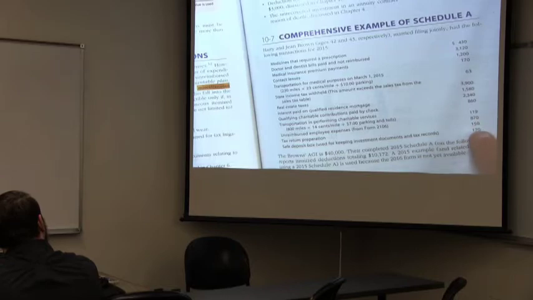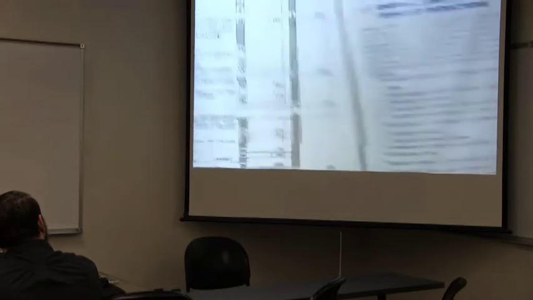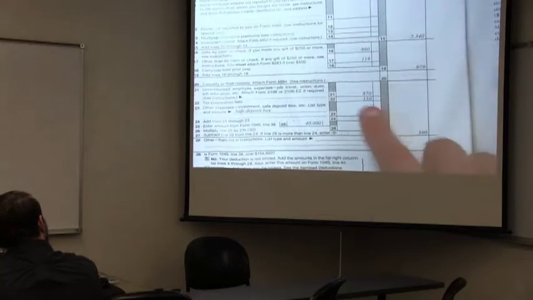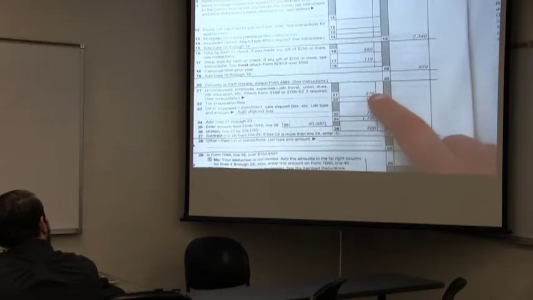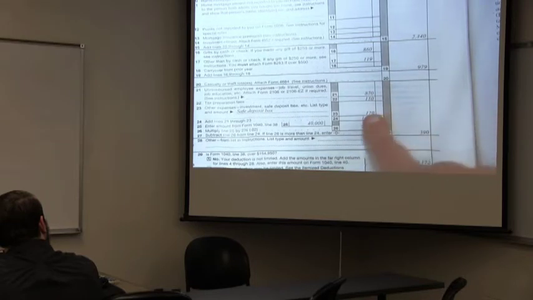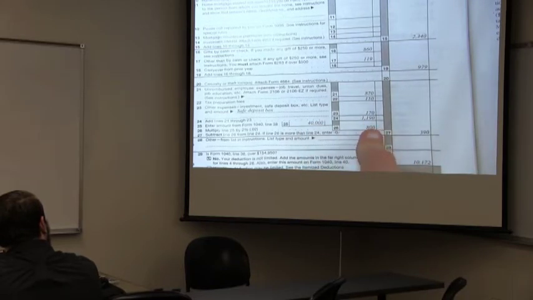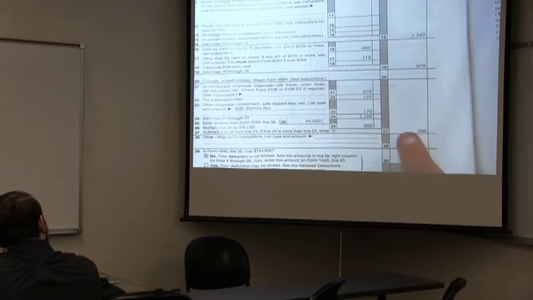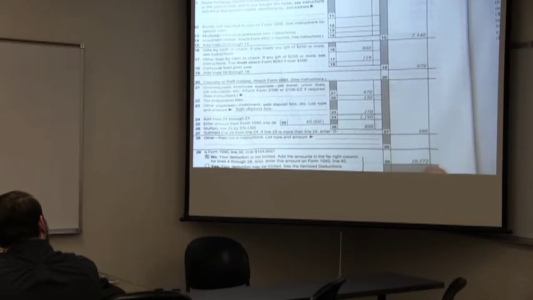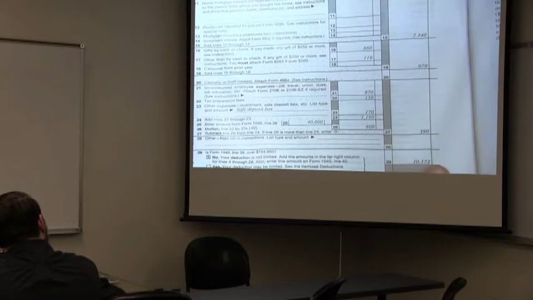Our safe deposit box rental of $170. All these are subject to that 2% limit. So we have $870 for our unreimbursed employee expenses, $150 for tax prep fees, $170 for our safe deposit box, which equals $1190. Remember, we have that 40K AGI times 2%, which is $800. So they only get to take a deduction for the difference between $1190 and $800, which equals $390. So these taxpayers have total itemized deductions of $10,172. Should they itemize or take the standard deduction?